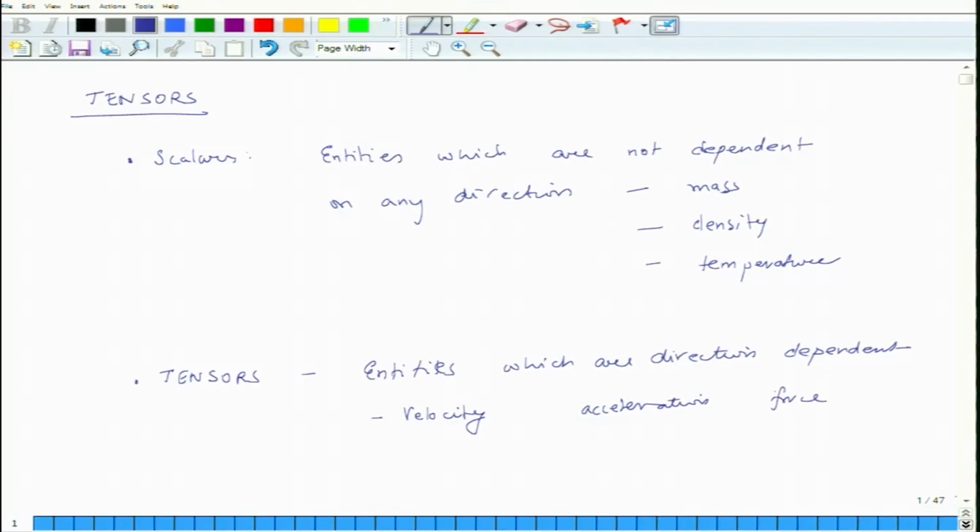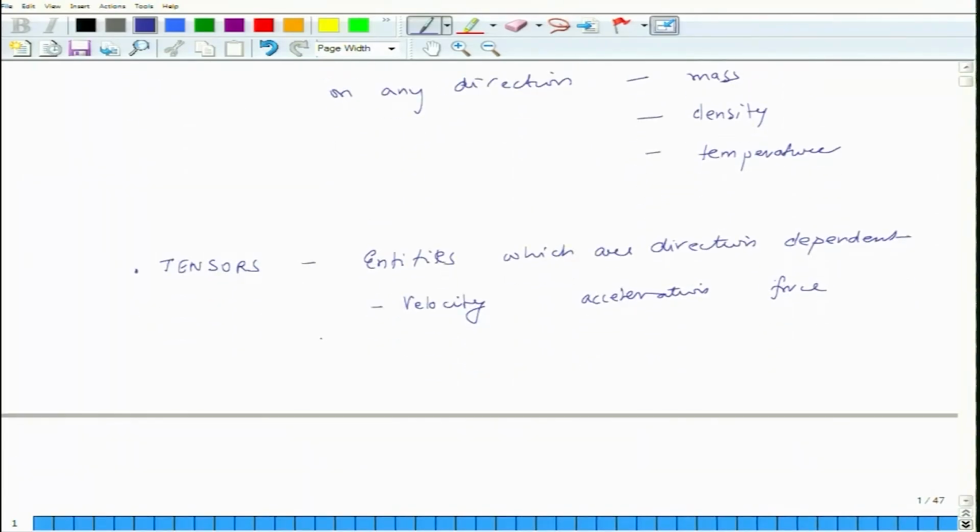So, what do I mean by the dependence on direction? Suppose there is a force and its magnitude is the length depicted by this. Now, this is my x axis, this is my y axis, and with respect to this coordinate system, if the angle with respect to the x axis is theta, then fx is equal to modulus of f times cosine theta, and fy, the component in the y direction, is magnitude of f times sine theta.